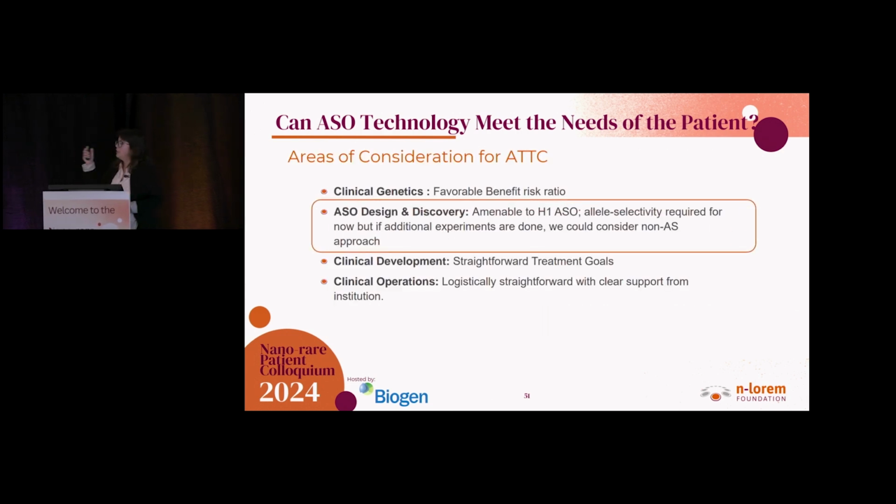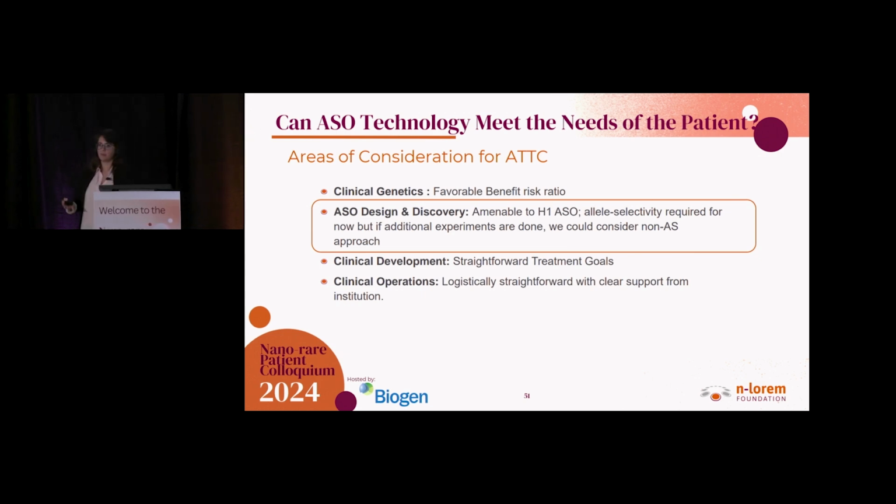Now, this is really a real-life slide of the committee that Stan and Sarah talked about. This is the ATTC committee. Essentially, this is a committee where a group of experts come together, review the application, and based on their specific expertise, make their recommendation of accepting or declining a case. You can see all the different expertises here: clinical genetics, ASO design and discovery, clinical development, clinical operations. In this particular case, for this program, which was amenable to an RNase H1 ASO, I was recommending that for now, based on what we know, we need to have an allele selective ASO.